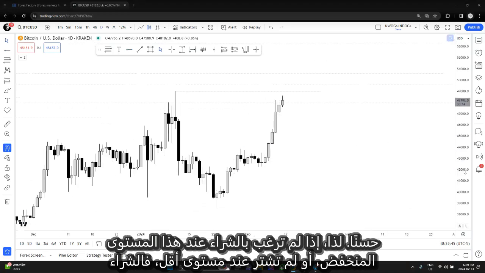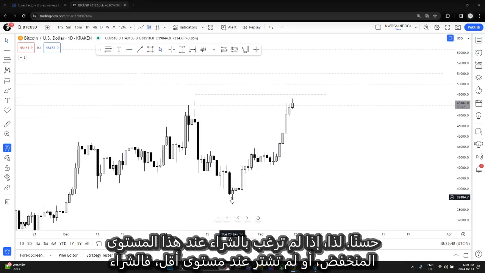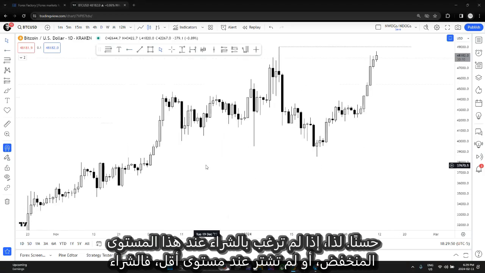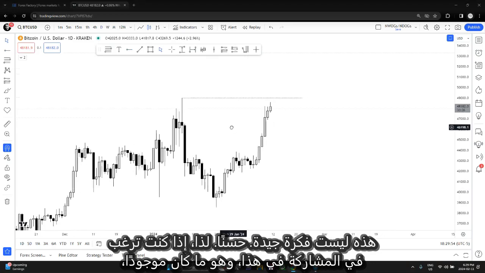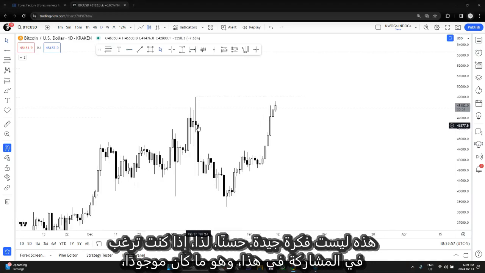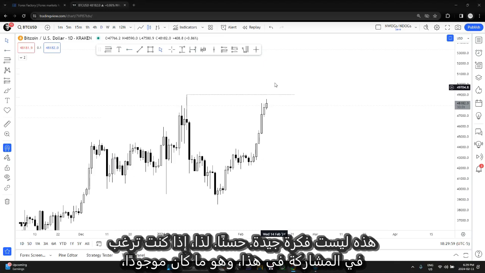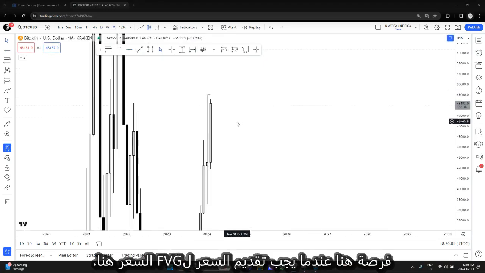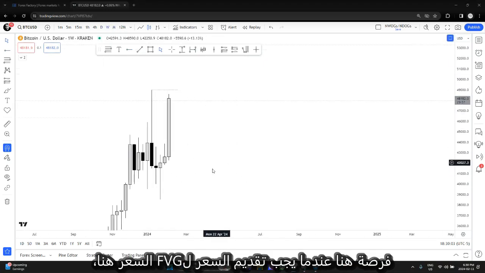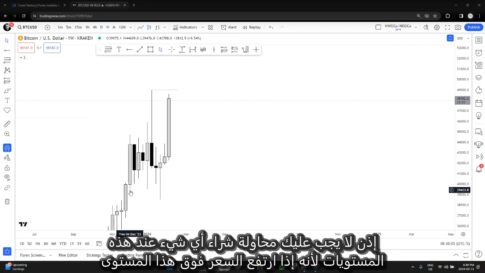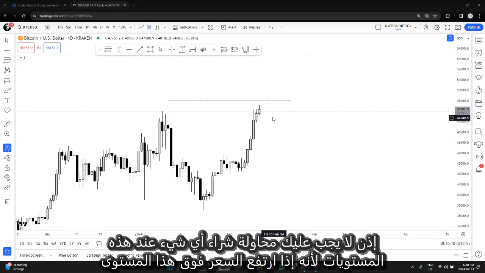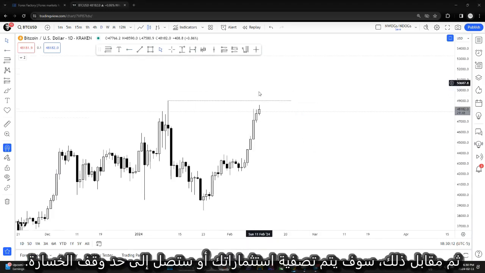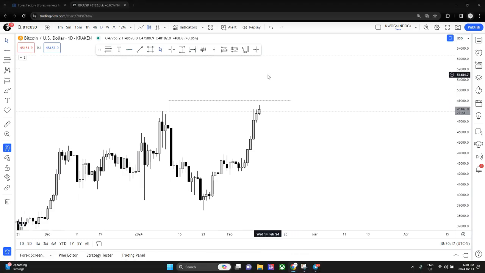Right. So if you didn't buy below this low, or if you didn't buy lower, then buying here is not a good idea, right? So if you wanted to be a part of this, which there was an opportunity right here when price traded into this fair value gap right here, then you shouldn't be trying to buy anything at these levels, because if price goes above this, then you'll get liquidated or you'll hit your stop loss.